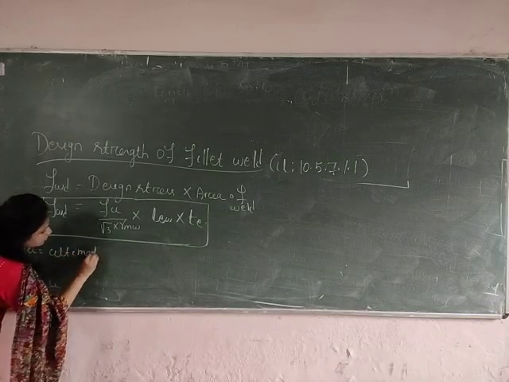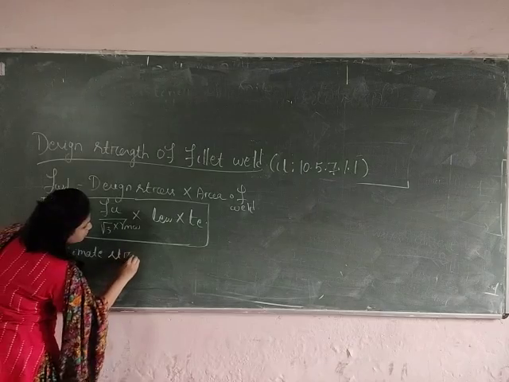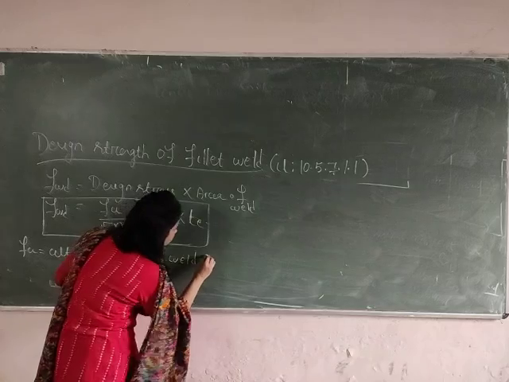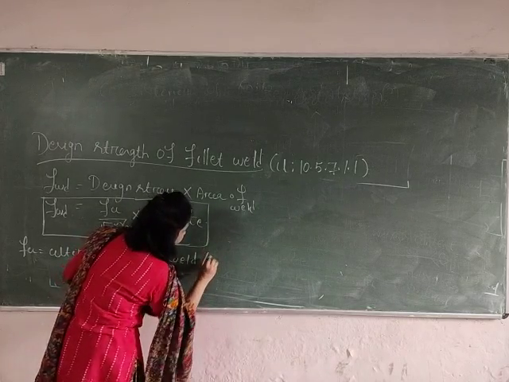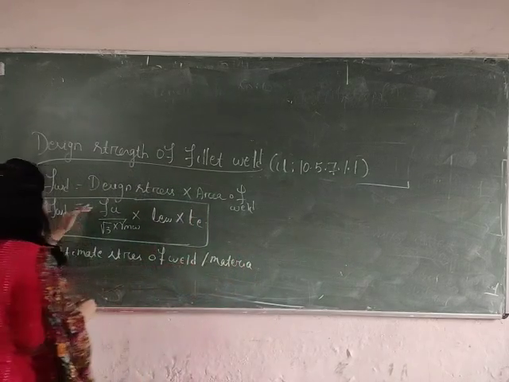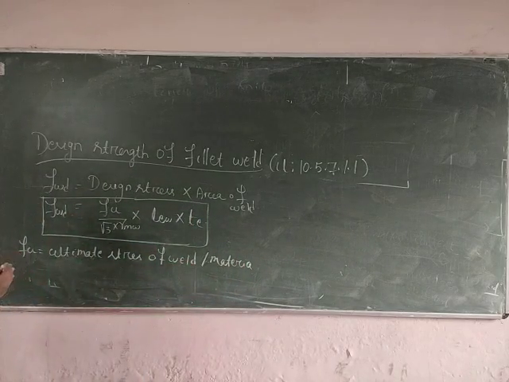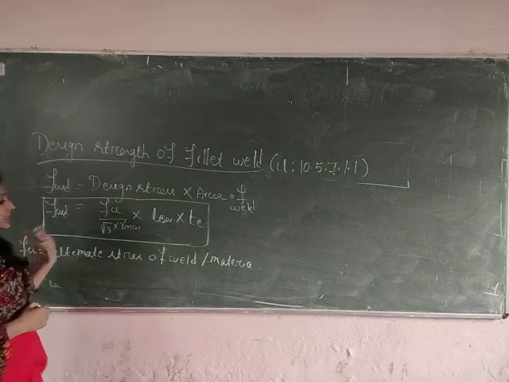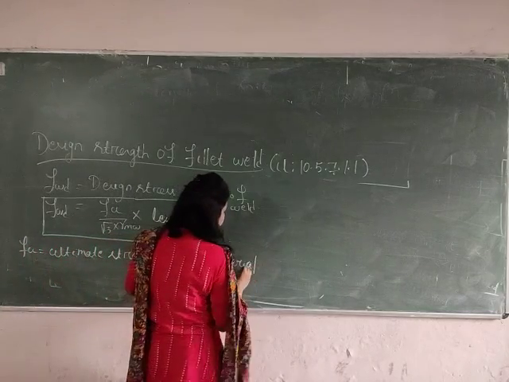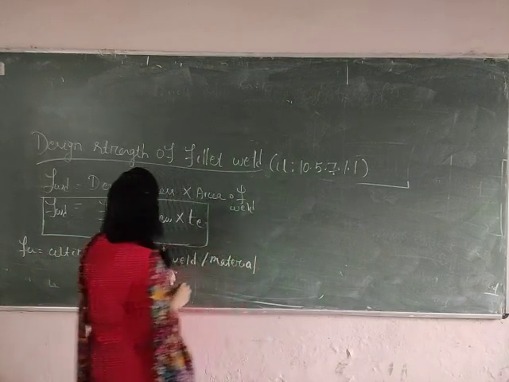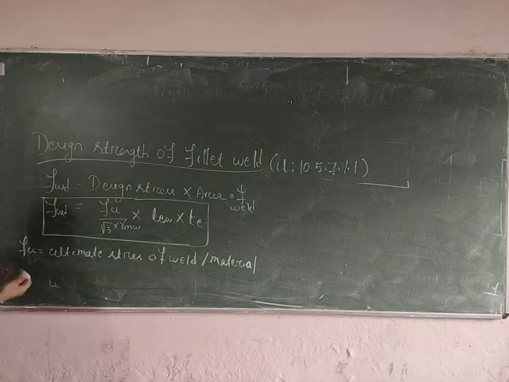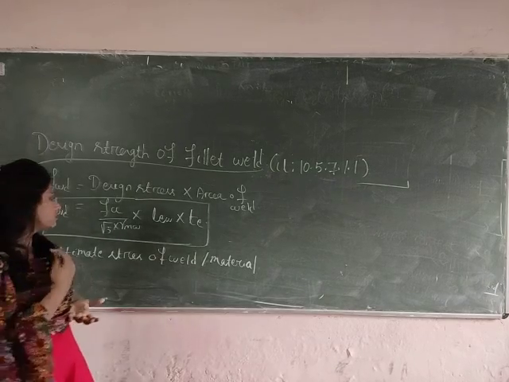stress of weld or material. So generally Fu is the minimum of the ultimate stress of weld and the ultimate stress of material, but generally the material for the weld and the steel member is same. So Fu is the ultimate stress of weld or the member.